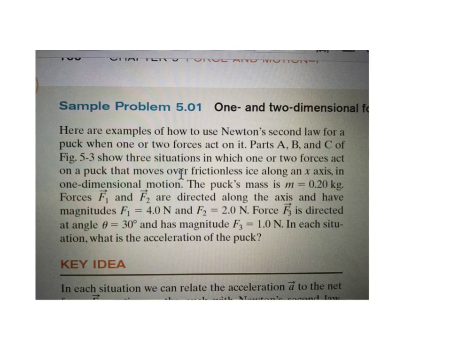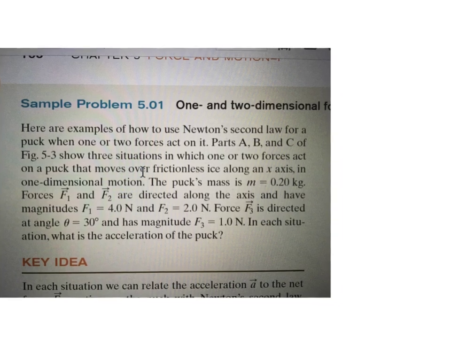So we'll get to that with conservation of energy, but I want you to recognize that with a lot of problems, the statement about friction will be made. You'll be given a coefficient of friction, or you'll be asked to determine the coefficient of kinetic or static friction. Here it is frictionless. The puck's mass is given, the forces F1 and F2 are given, 4 newtons and 2 newtons. F3 is directed at an angle of 30 degrees, and its value is 1 newton. In each situation, determine the acceleration.